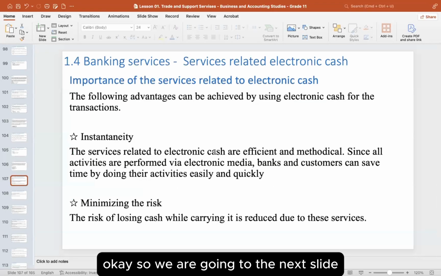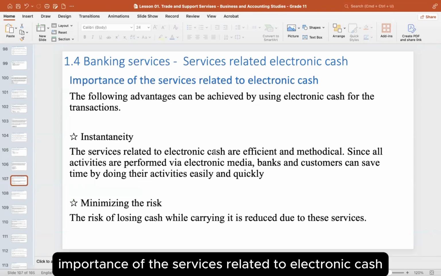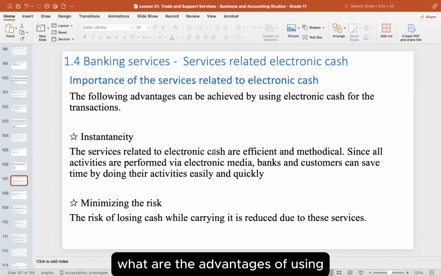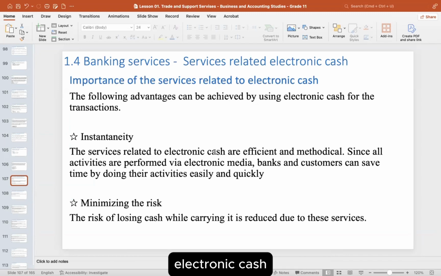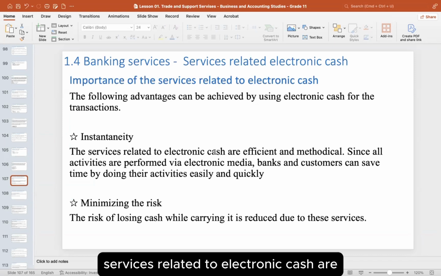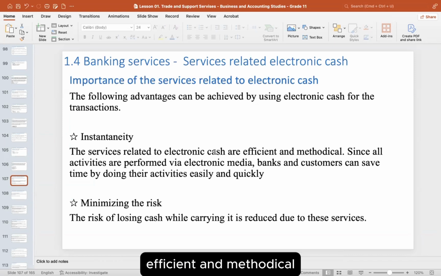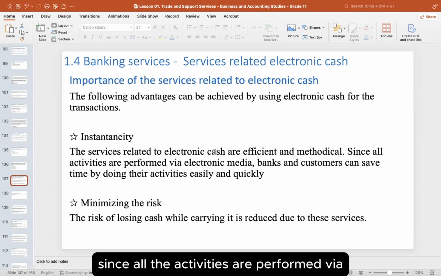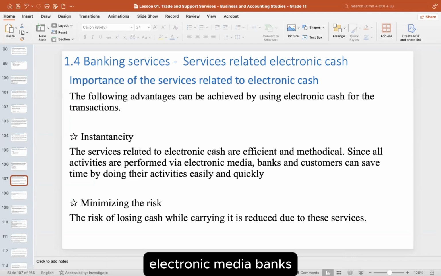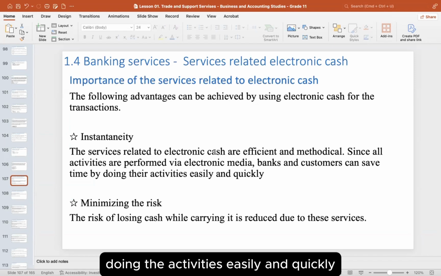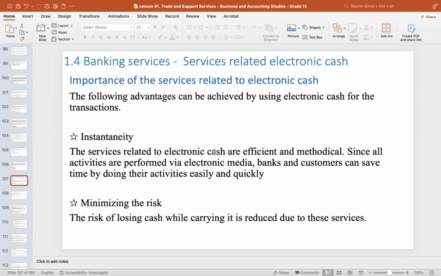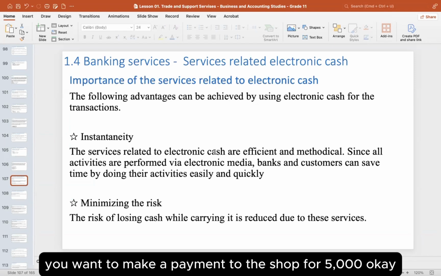Okay, so we are going to the next slide. Importance of the services related to electronic cash. We are going to look at the advantages of using electronic cash. Instantaneity. Services related to electronic cash are efficient and methodical. Since all the activities are performed via electronic media, banks and customers can save time, doing the activities easily and quickly. Let's say you want to make a payment to the shop for 5,000.